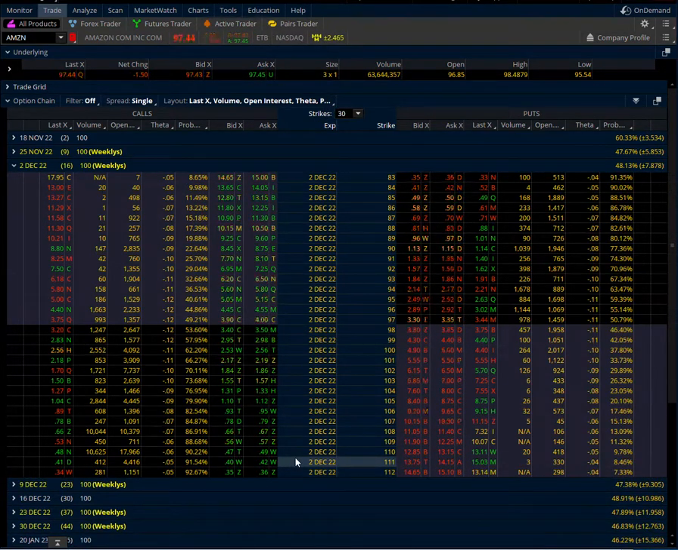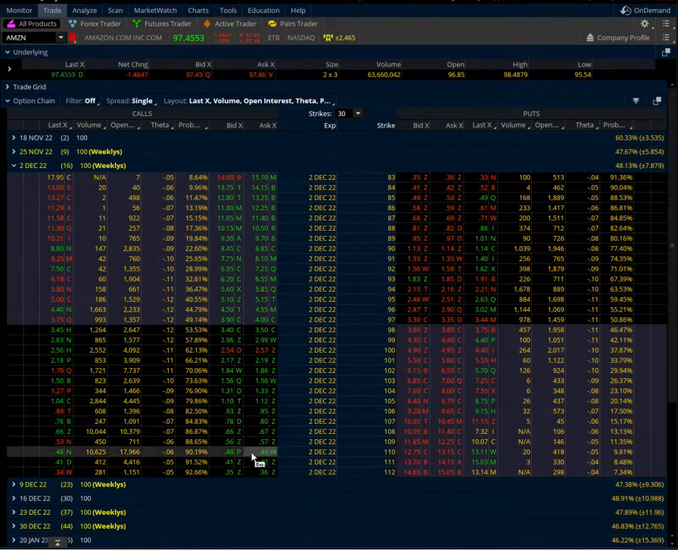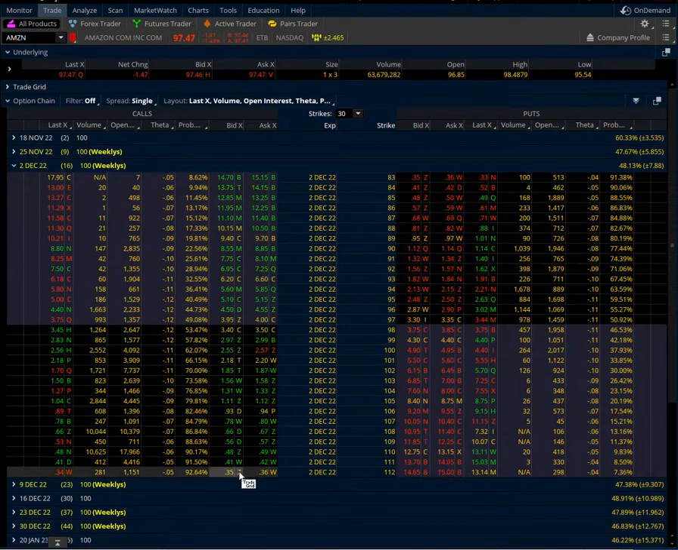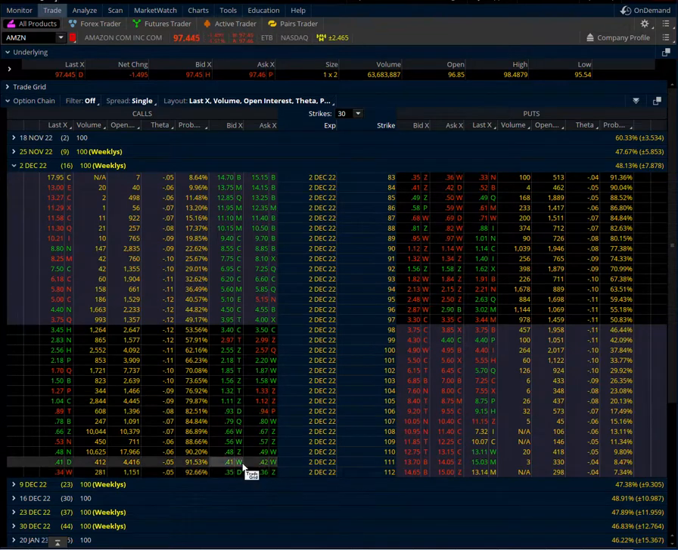So we can sell up here around 110, 112, or we can almost get 50 cents for a 110. We could get 35 cents for a 112, or we could get 41 cents here in the middle. Why don't we just split the difference and do the middle here? So we know we could get 41 cents. So let's go ahead and do that.